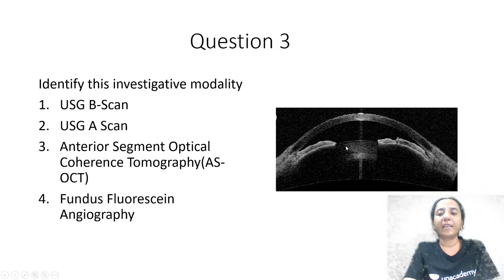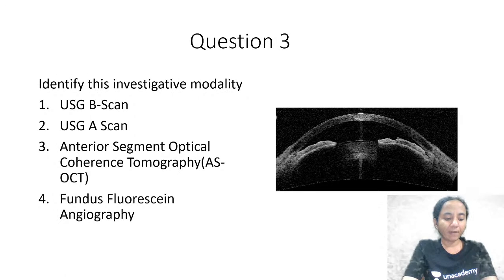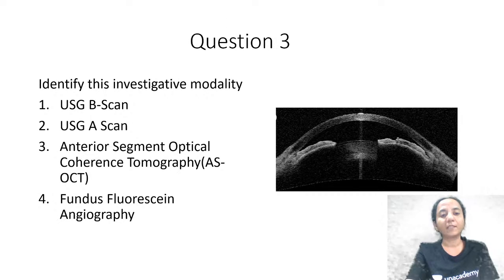Identify this investigative modality. What is this? Is it a USG B-scan? Is it a USG A-scan? Is it an anterior segment optical coherence tomography, that is, AS-OCT, or is it FFA, fundus fluorescein angiography? Will any one of you be able to answer this question for me? What is this investigative modality? Will anyone be able to answer this question?